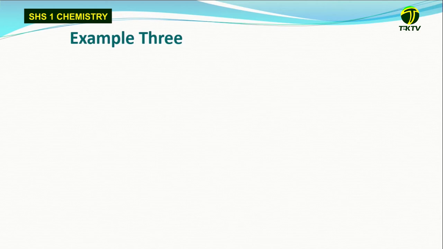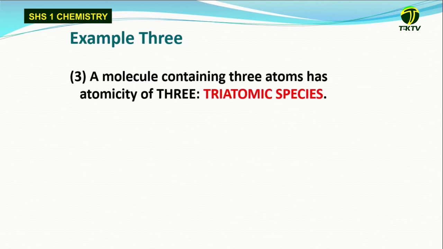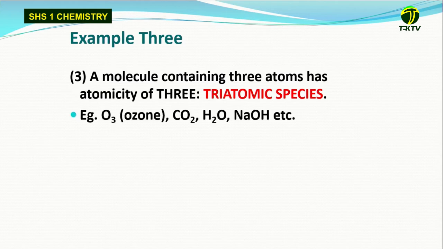We have another one which has atomicity of 3, and such species are termed triatomic species. So when they are made up of 3 atoms, we say they are triatomic species. Example, let's take ozone, O3. That means 3 oxygen atoms. If you take CO2, we have 1 carbon atom and 2 oxygen atoms, 1 plus 2 gives us 3. If you come to water, H2O, we have hydrogen, 2 atoms, but oxygen is 1. So 2 plus 1 gives us 3.